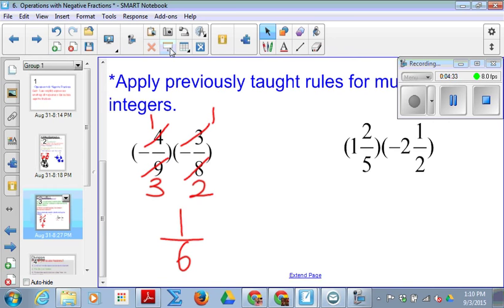Now we can pause the video if you want, try on your own, or stay with me. Mixed numbers. We're only going to add one additional step here, and that is making each of them an improper fraction. So 1 2/5 becomes 7/5.